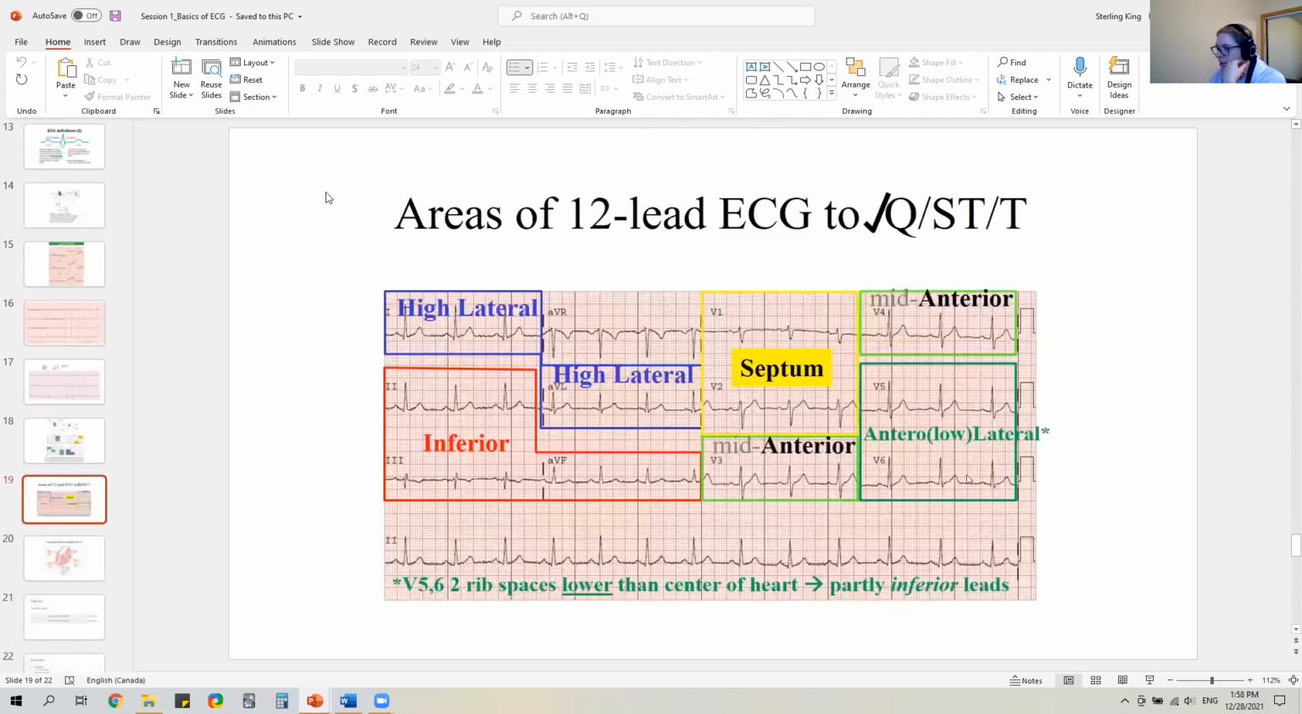Okay. This is just another picture describing that again, on the ECG itself. So 1 and AVL are left, 2, 3 and AVF are inferior, V1 and V2 are the septum, V3 and V4 are anterior, V5 and V6 are anterior / low lateral. Here it has a note: V5 and V6 are 2 rib spaces lower than the center of the heart, so they're slightly inferior leads. So when you're reading the ECG, sometimes you're reading them more to see the left side of the heart, sometimes more to see the inferior part of the heart, depending where the heart attack was. You'll learn this as you go.